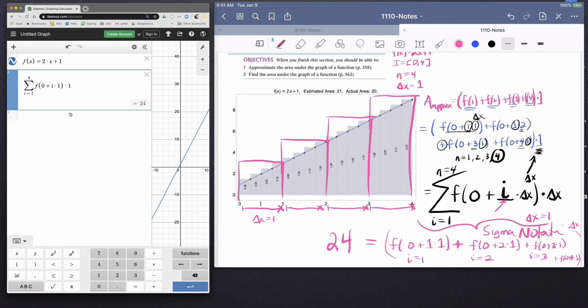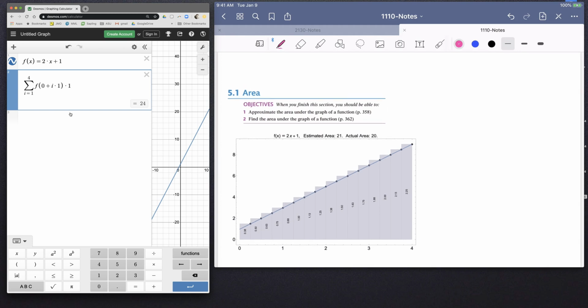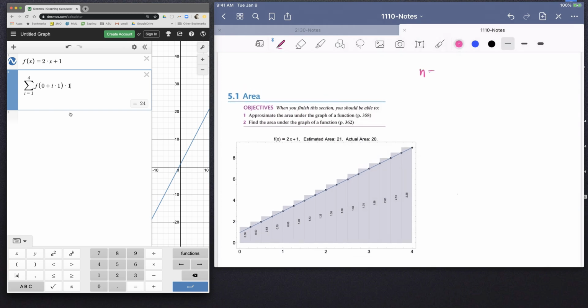Now the advantage of this is that when you go to a larger number of rectangles, so let's say perhaps n is equal to 16, right? So 1, 2, 3, 4, 5, 6, 7, 8, 9, 10, 11, 12, 13, 14, 15, 16 rectangles. So when n is 16, all you need is delta x, which is 4 divided by 16, which is equal to a fourth.